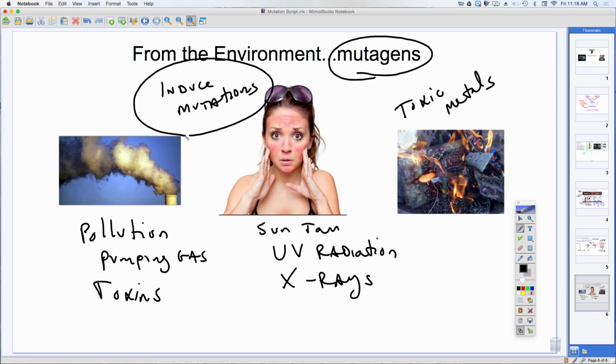Well, this is how you get mutations and what mutations are. It's time for you to work on the POGL and look at exactly how mutations affect the genetic code.